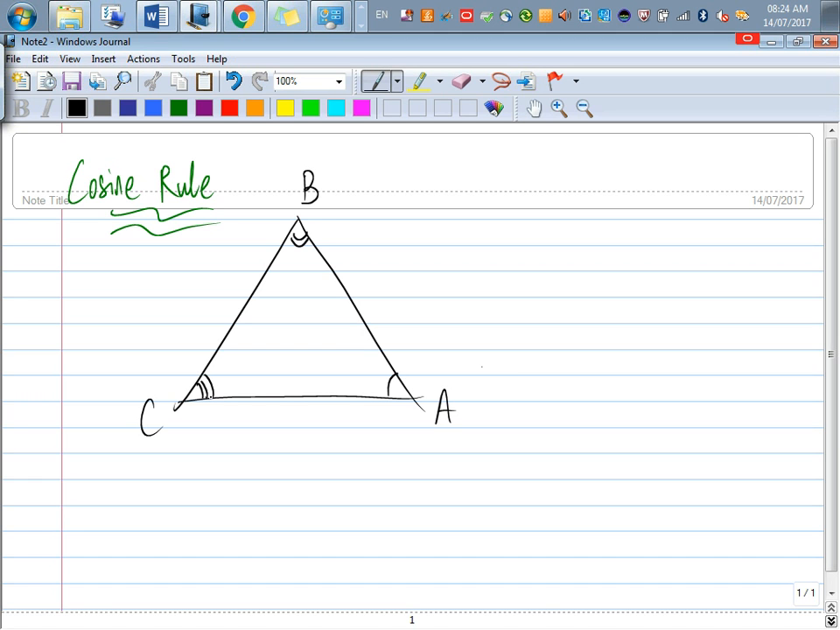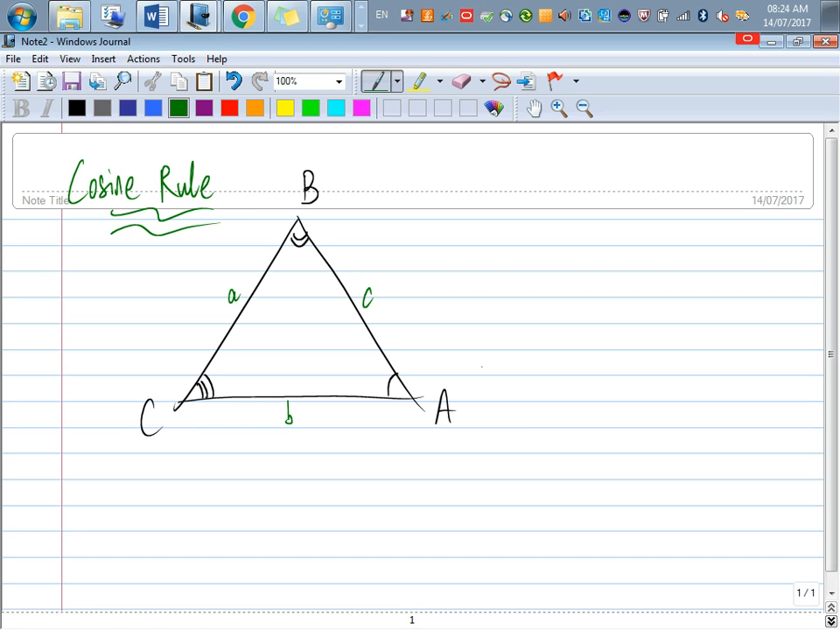Then we also said that the sides that are opposite to the angle also have a name, and we assign a little letter to it. So for example, on this side, what do we call this side? Small a. What do we call this side? Small b. And this side? Small c. This triangle is the same one that was used in sine rule. It is the same triangle that was used for area of a triangle.